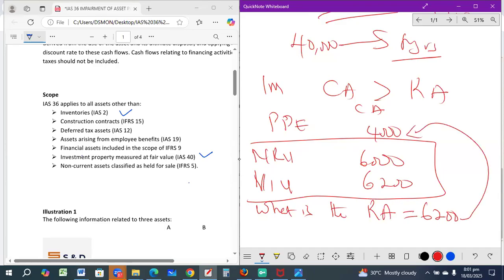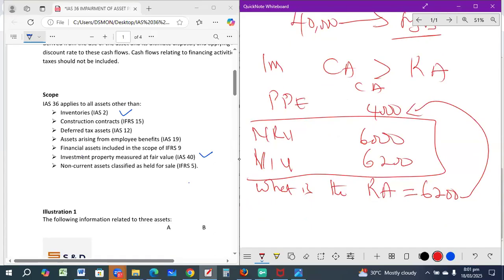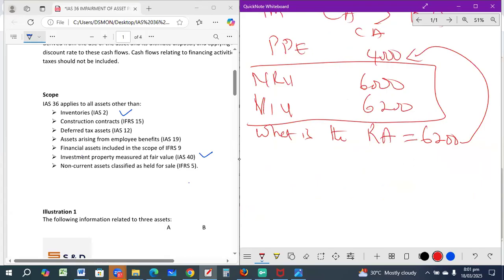So has the asset impaired? No. So when there is no impairment, when you test the asset and there is no impairment, you do nothing. But where there is impairment, how do we recognize impairment?